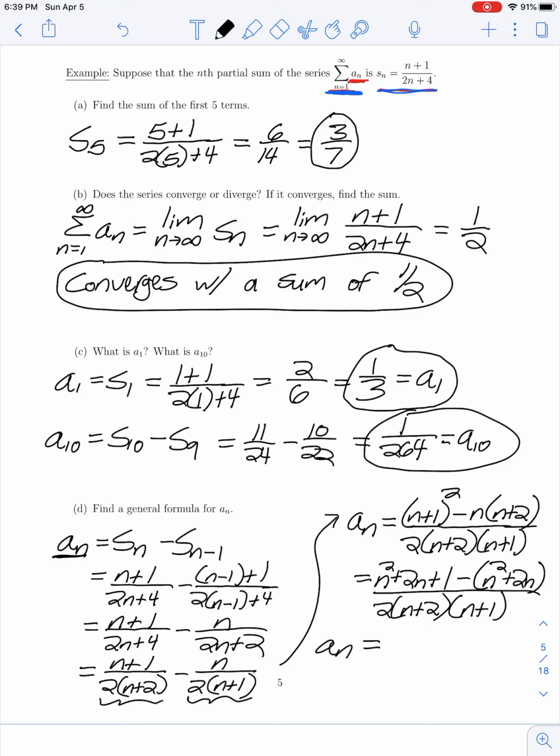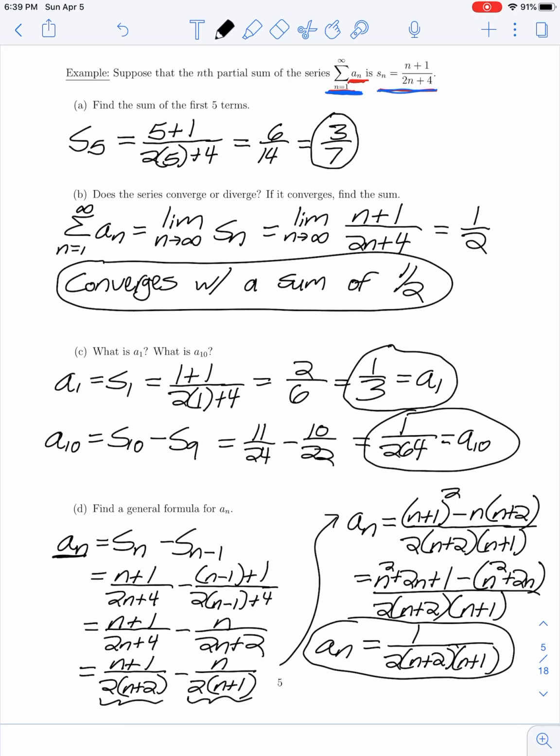So that leaves us with just a 1 for our numerator over 2 times n plus 2 times n plus 1. So in this last example, if we have the nth partial sum of our series, even if we don't know what the terms are, we can use that nth partial sum to answer questions about convergence or divergence, or find an expression for a sub n, the general nth term in my series.